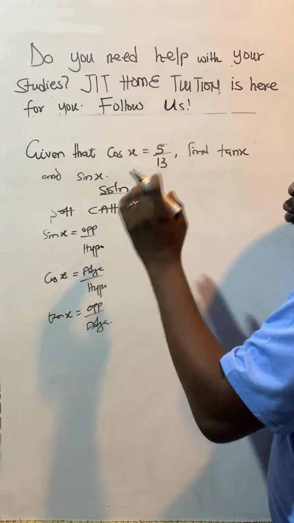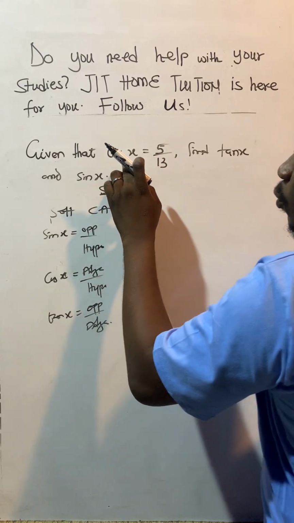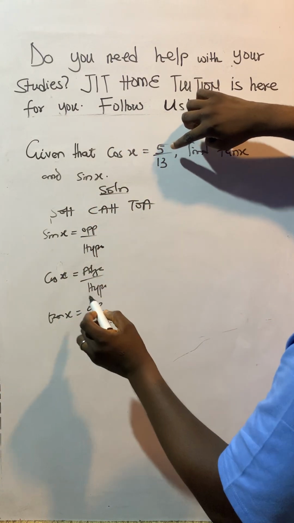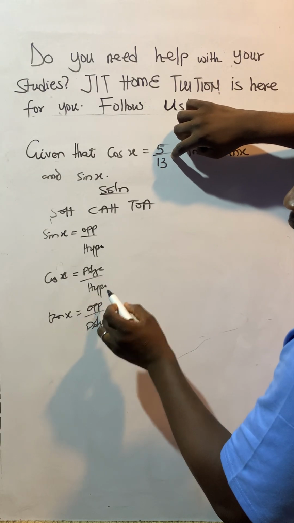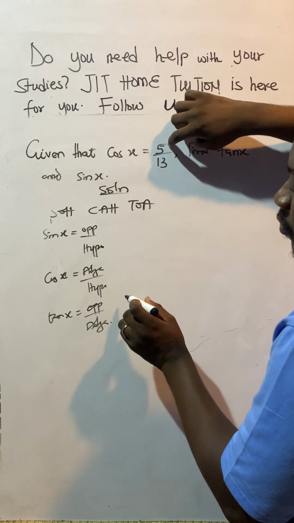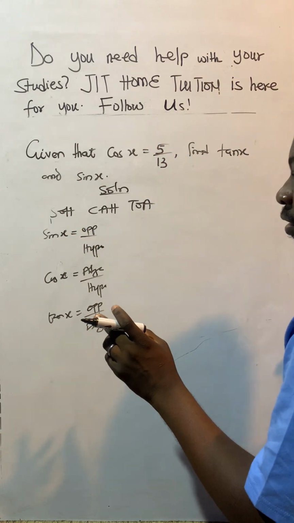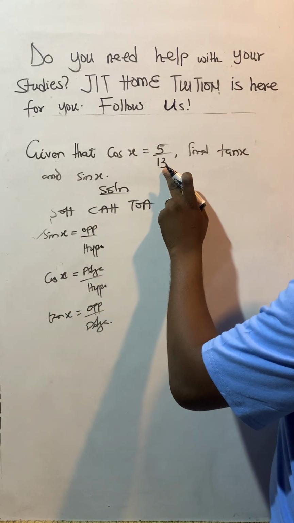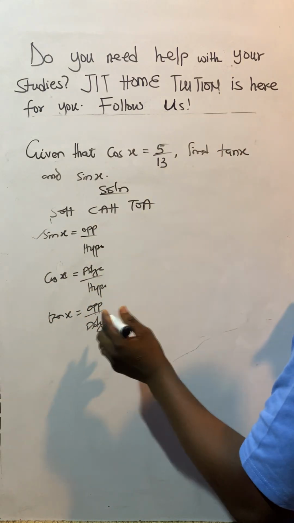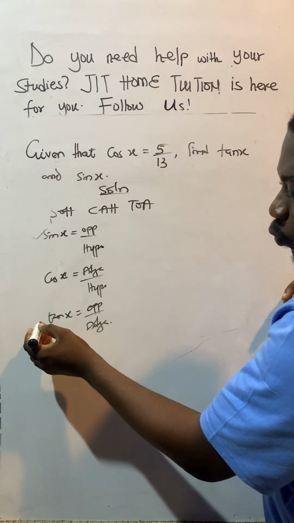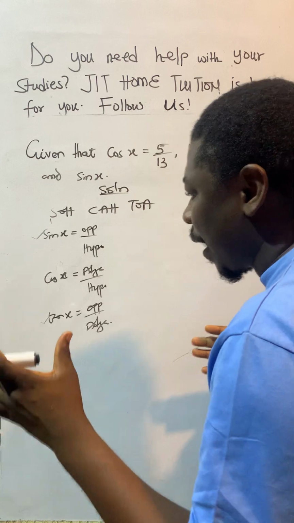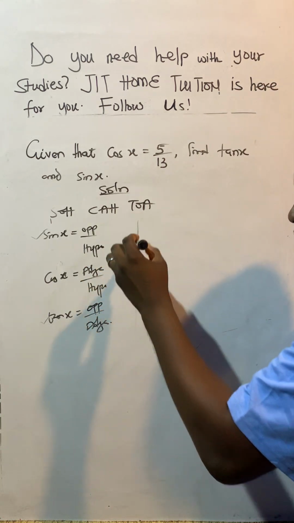So how do we go about with it? What you are supposed to do is that here the cos x is equal to, cos is adjacent over hypotenuse. What it means is that we have our adjacent, we have our hypotenuse, but we don't have the opposite. But it is the opposite that will help you to find sine, because you have the hypotenuse already. It is the opposite that will help you to find the tan, because you have the adjacent already. So how do we go about with it? Let's draw our diagram.